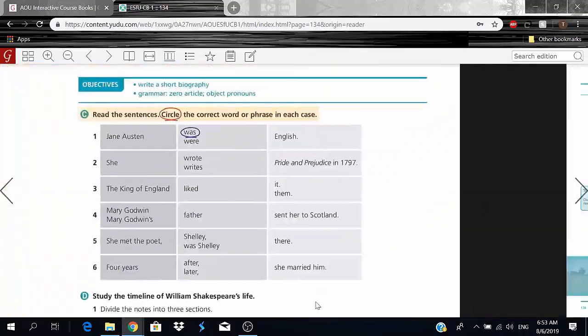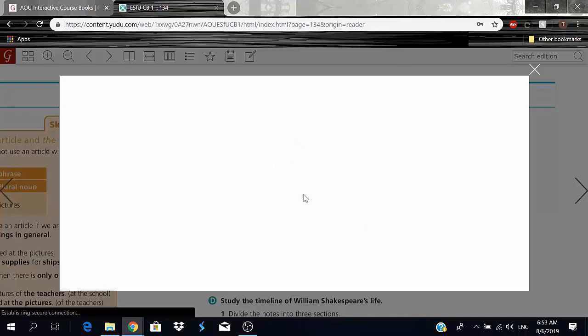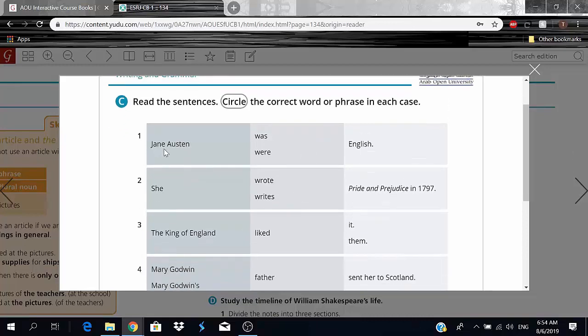Now, let's move on here. Here we have, you guys know this, reading the sentences and choosing the correct answer. Here we have number 1. Jane Austen was or were, okay, past tense verb to be, English. English as in British. Okay, so Jane Austen, because she's one person, was English.